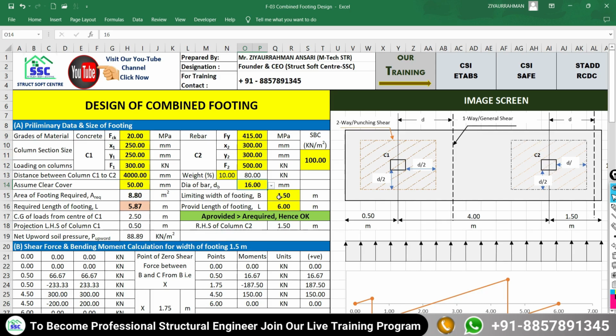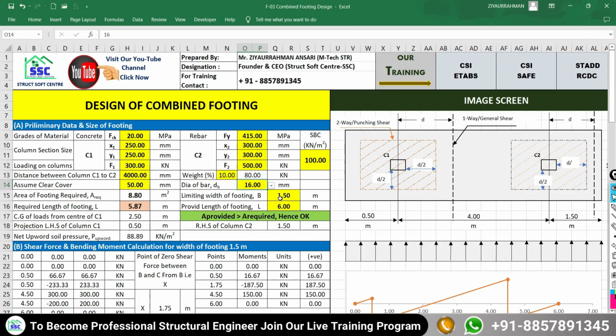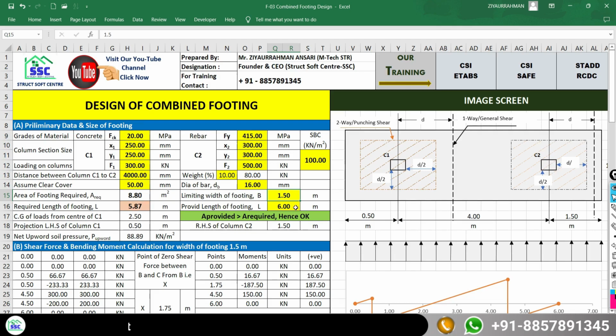But we have been given the limit for the width of your combined foundation as 1.5 meter. So I am going to put here 1.5 meter. So here the length of the footing required will become 5.87. It is the suggestion given by your Excel sheet. We have to provide more than this suggestion, so I am going to provide 6 meter. So finally the width of the footing is 1.5 and the length of the footing is 6 meter.